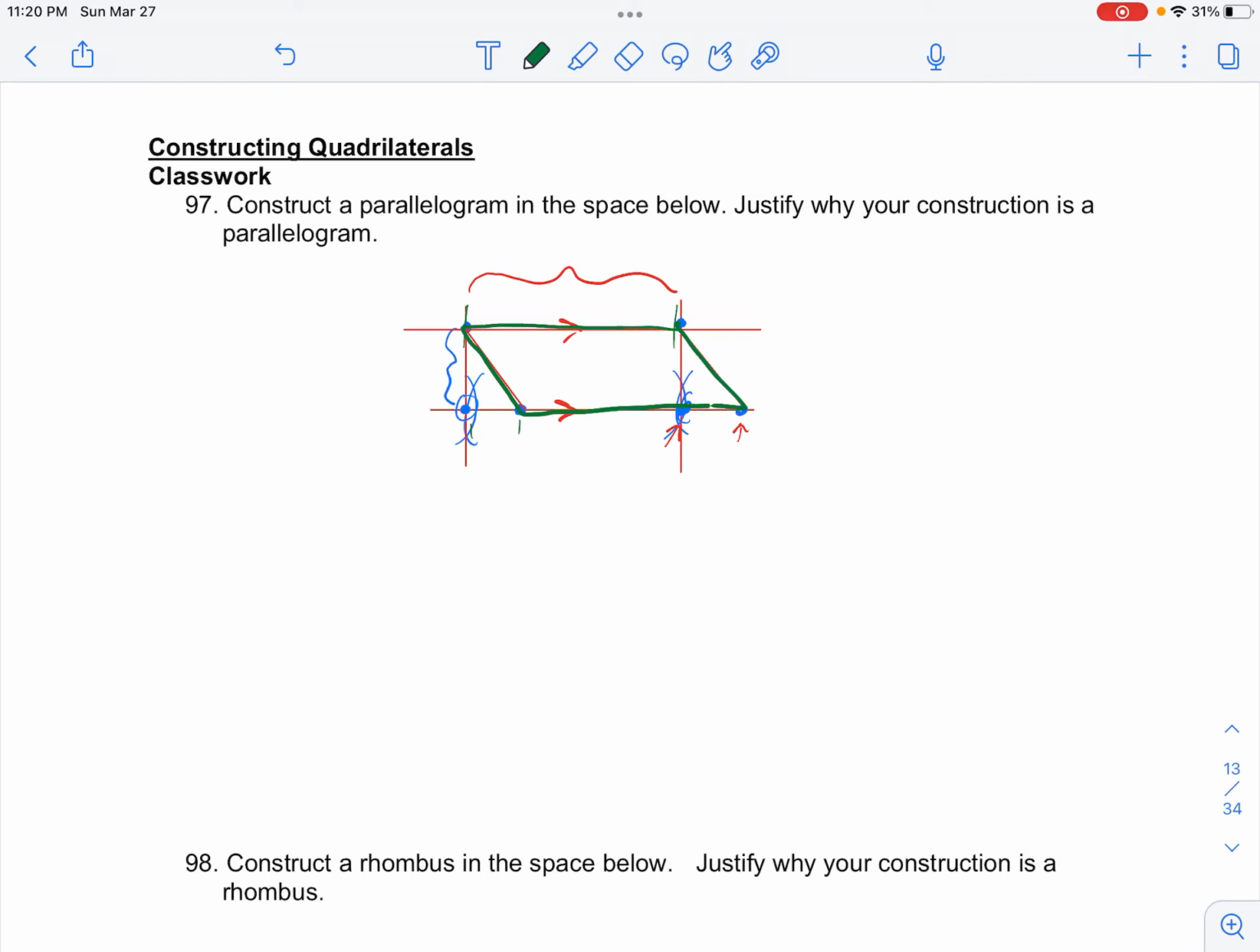And these two diagonals are of the same measure, so they are congruent as well, also by setting them apart a distance of this much away using our compass. So we can say that our justification is that opposite sides are congruent here.